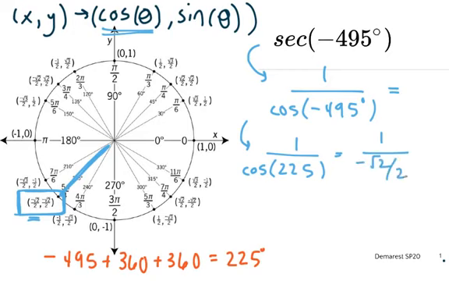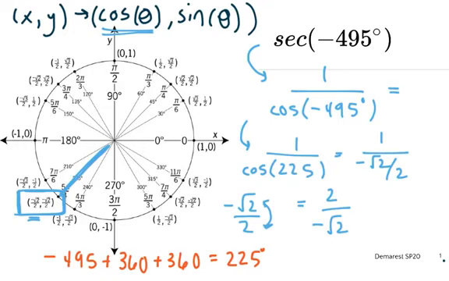All right, so we can do the keep, change, flip method here. However, we also remember that secant is just cosine flipped. So rather than doing this fraction over a fraction thing, we can just take negative radical 2 over 2 and flip it. So it becomes 2 over negative radical 2. Okay? Now that would be okay. And that's how it would simplify if you did the keep, change, flip thing as well. That's an okay answer, and I would accept that on the test.